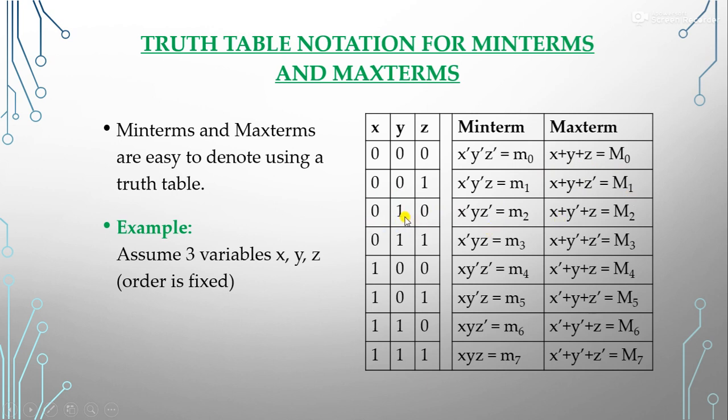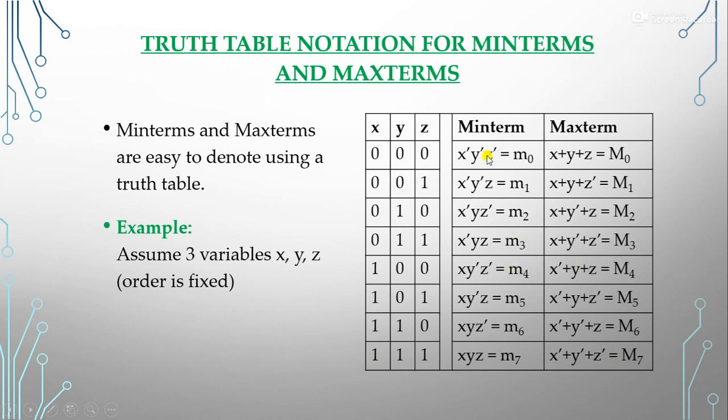X plus y dash plus z, this is our M2. X plus y dash plus z dash, this is our M3. X dash plus y plus z, this is our M4. X dash plus y plus z dash, this is our M5. X dash plus y dash plus z, this is our M6. And x dash plus y dash plus z dash, this is our M7. So like that we have the min terms and the max terms.